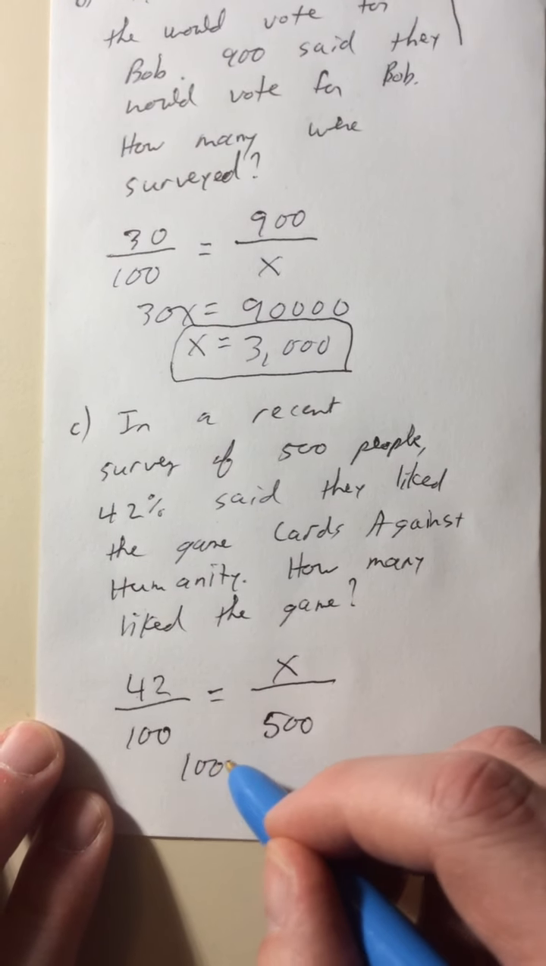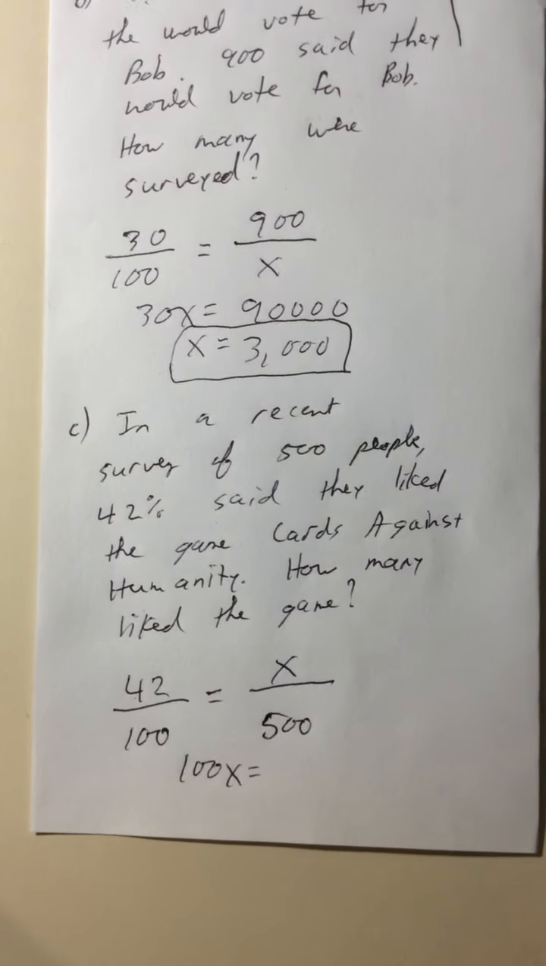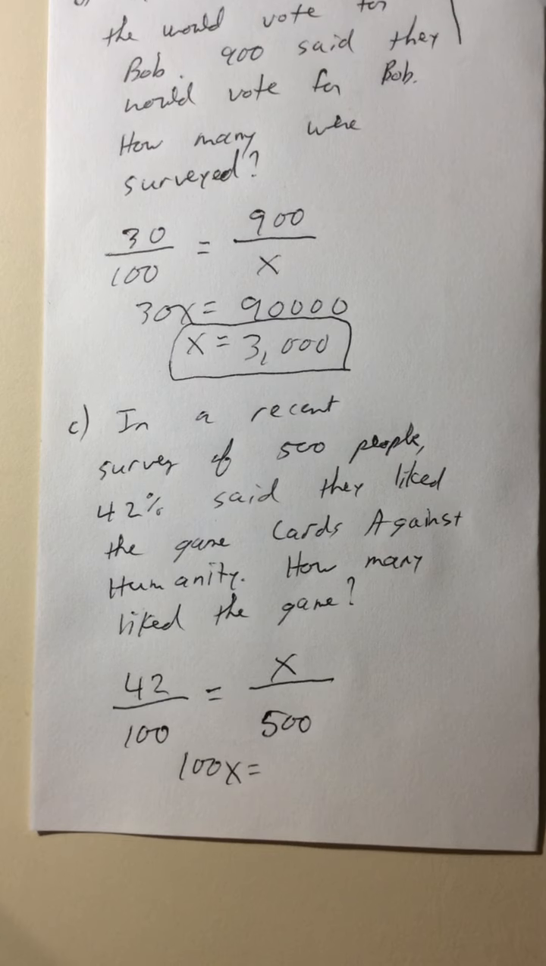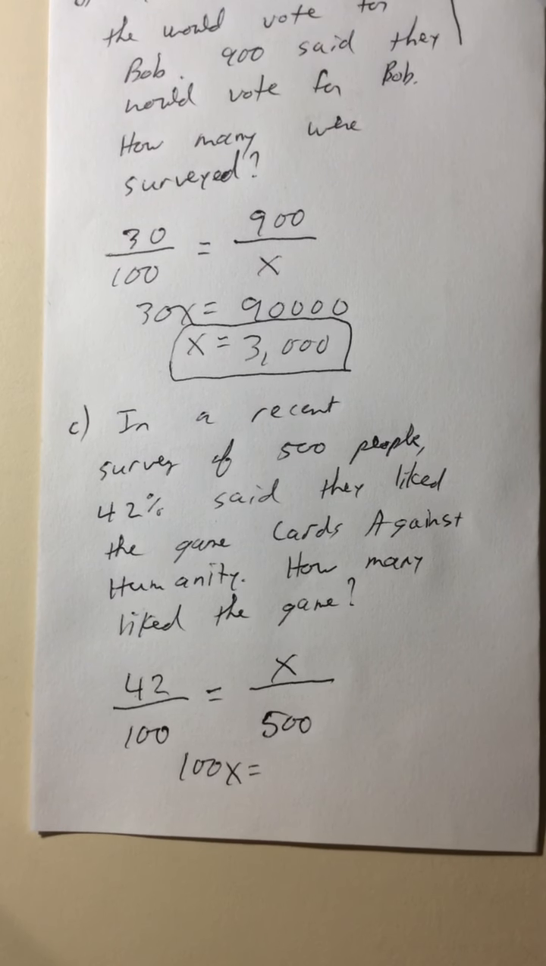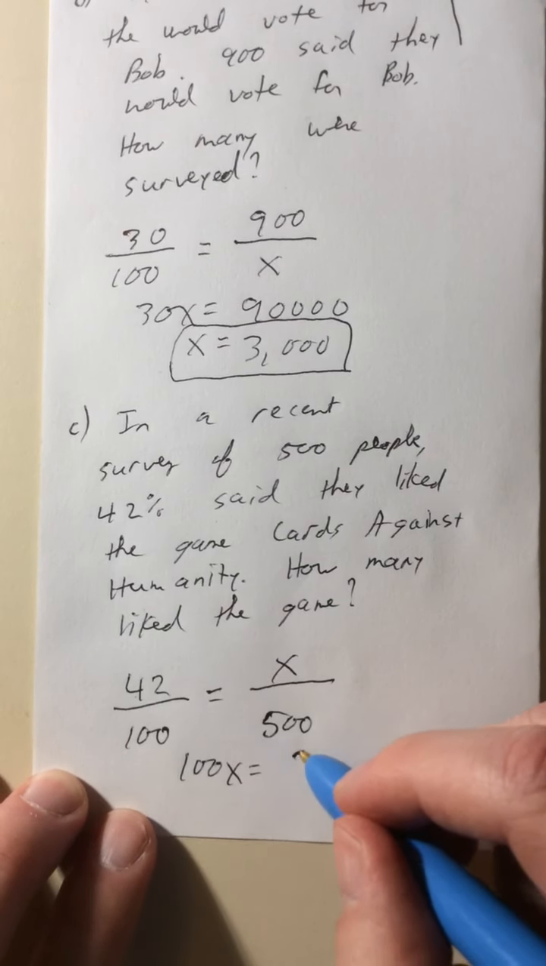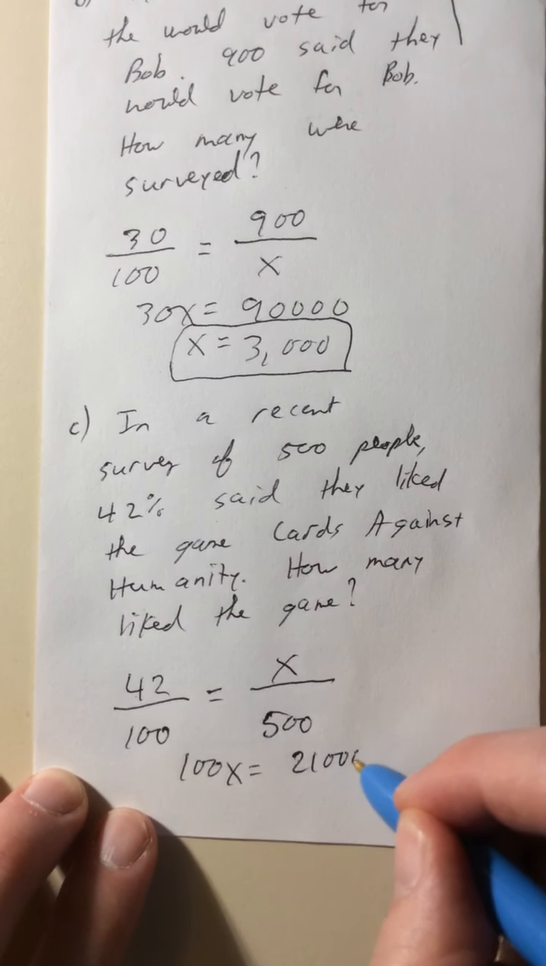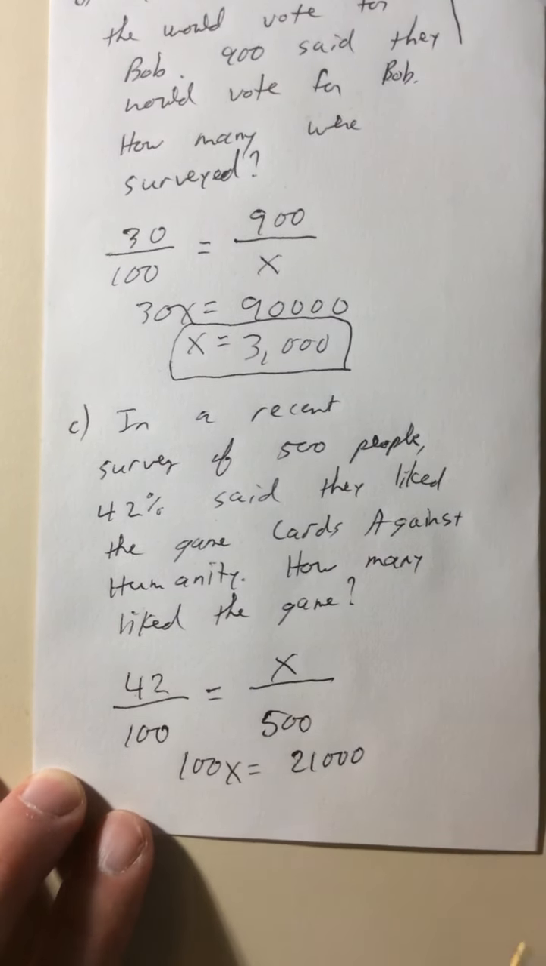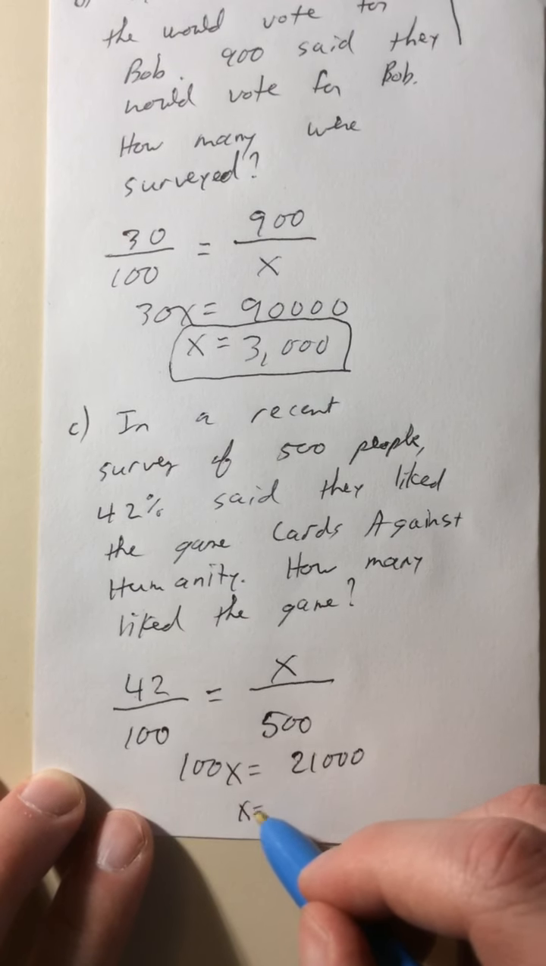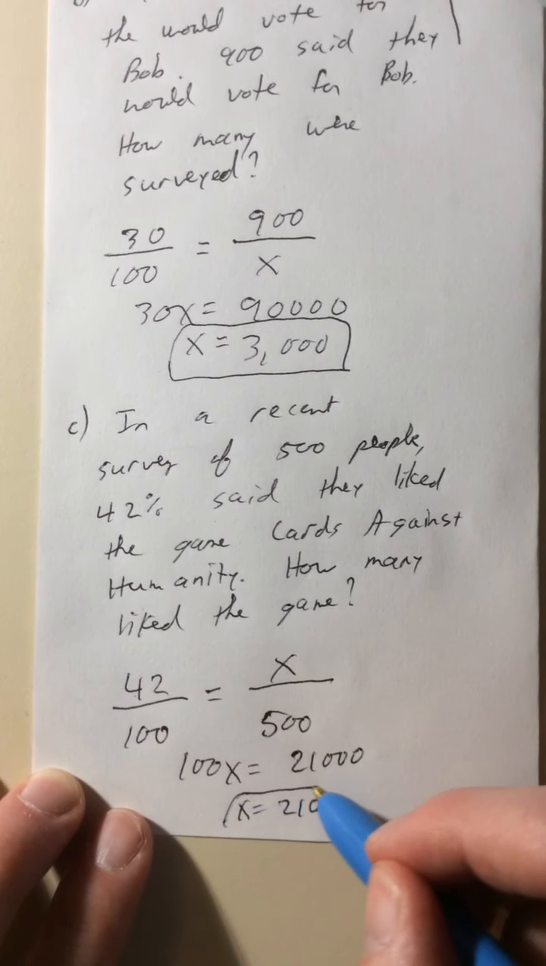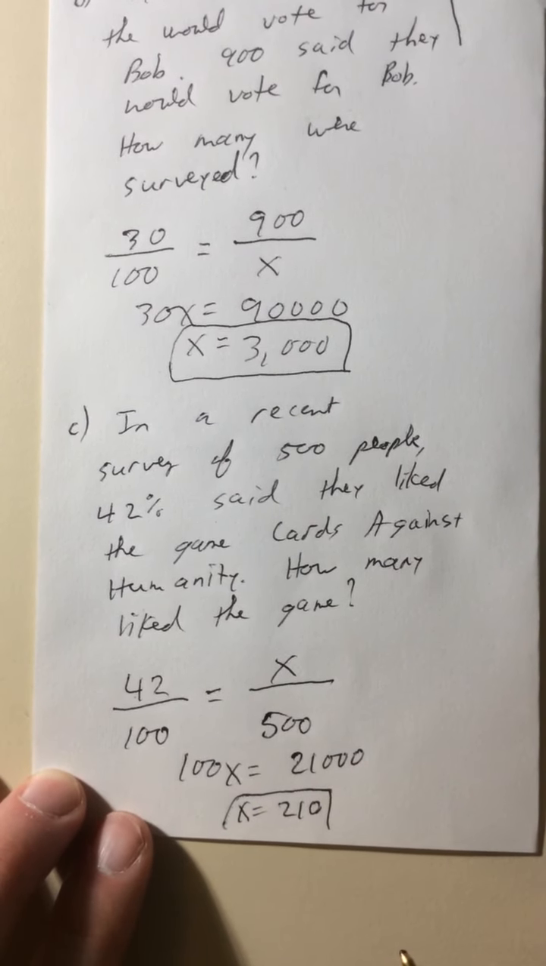So we get 100x equals 500 times 42. 500 times 42 equals 21,000. Right, 21,000. And then we just divide by 100, so we drop off two of those zeros. So x equals 210. 210 people said they liked the game Cards Against Humanity.